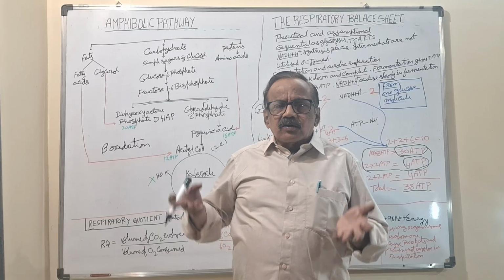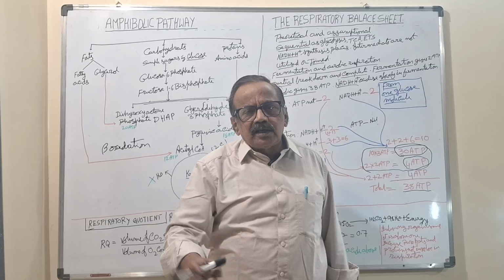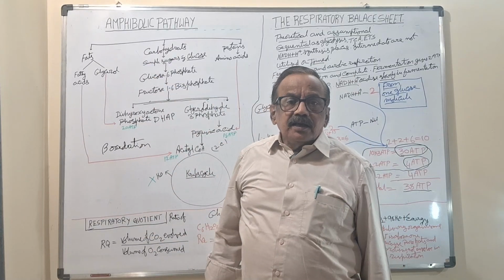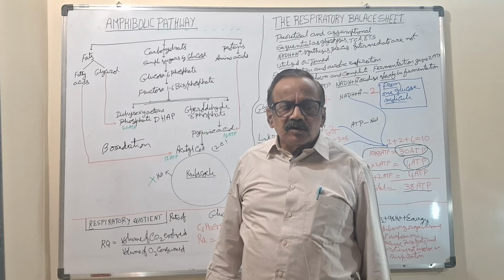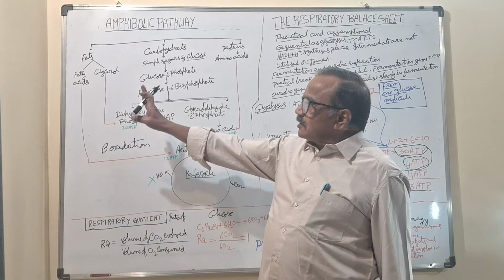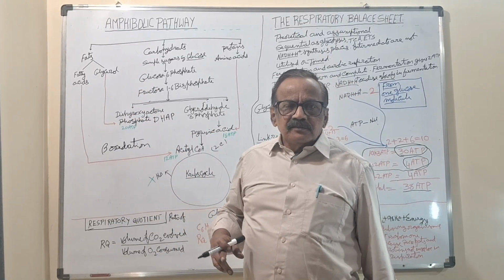That is, it is not only catabolic, it is also anabolic. That is the amphibolic pathway. I think now you understand properly. If you want to listen once more, please see the video again, because otherwise, if I explain again, it will be a lengthy video.